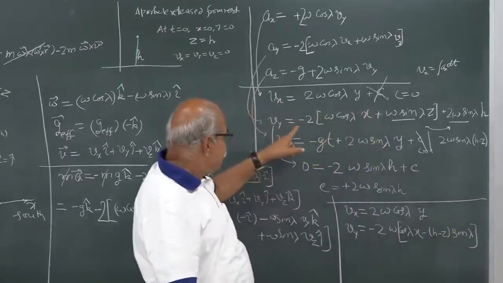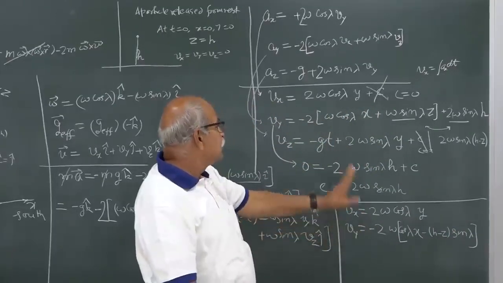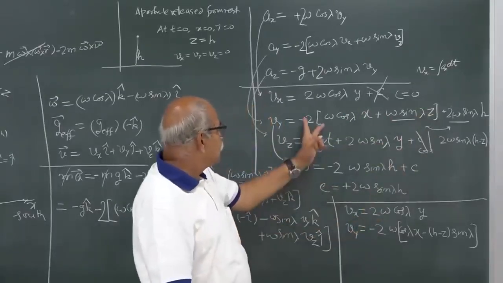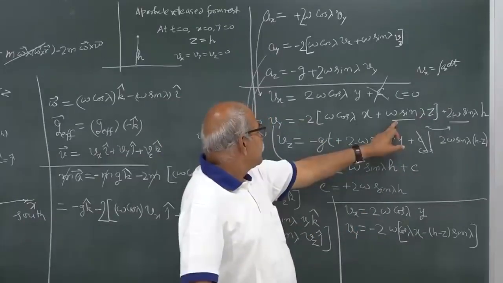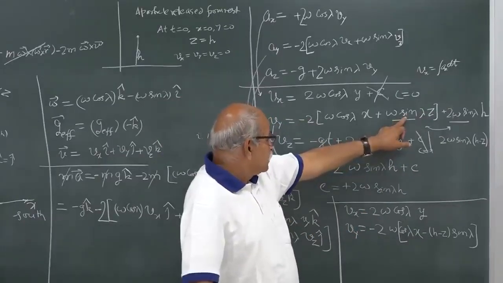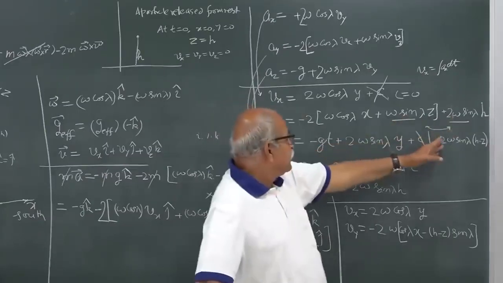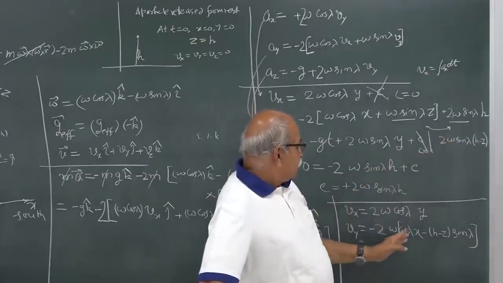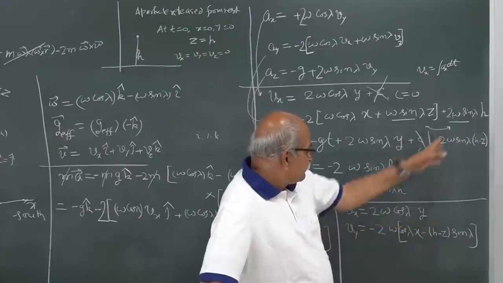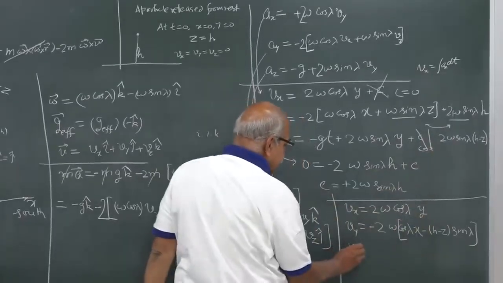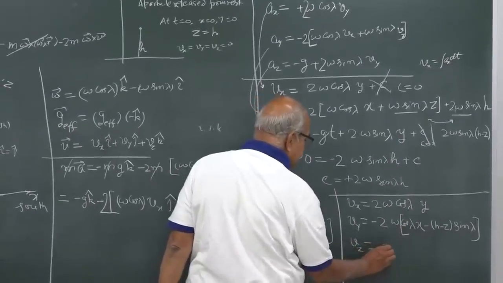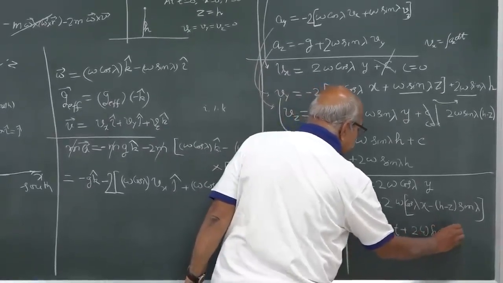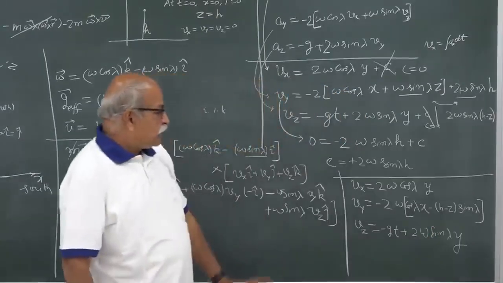What we have done for Vy is take minus 2 omega as a global common factor. So, it is cos lambda times x from here, and these two terms, if I take minus 2 omega common, then sin lambda into h minus z, with a negative sign here. So, this is Vy, and Vz is equal to minus Gt and plus 2 omega sin lambda times y. So, up to here we can go.